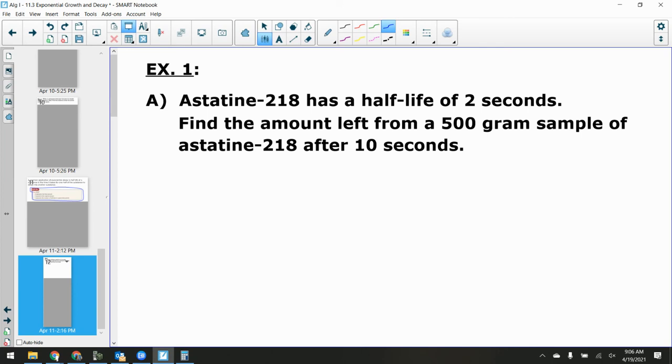So my formula is A is equal to P times 0.5 raised to the t power. Let's identify the values here. A is your final amount. A is your amount left over after that time period. But what is my beginning amount? What is my P value? 500 grams.